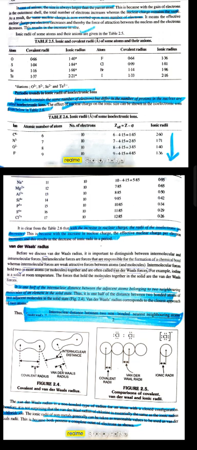The van der Waals radius is defined as one half of the intermolecular distance between adjacent atoms belonging to two neighboring molecules of an element in the solid state. Therefore, it is half of the distance between two nonbonded atoms of adjacent molecules in the solid state. Van der Waals radius corresponds to the closest approach of two atoms. So the van der Waals radius is the intermolecular distance between the two nonbonded nearest neighboring atoms divided by 2.